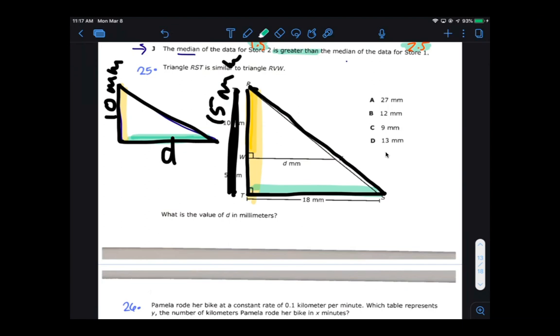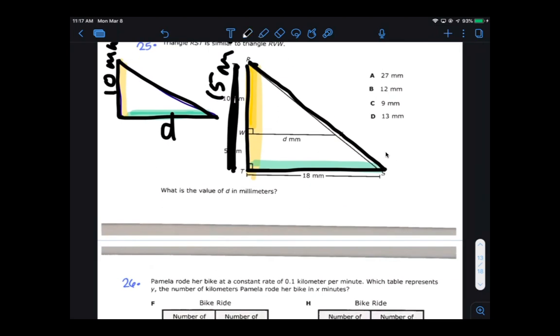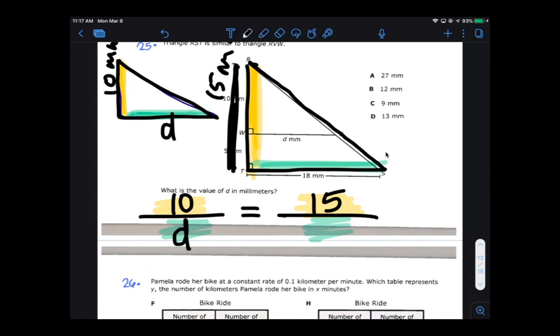Now I have two similar triangles. I pulled out the little one from the big one, since these are nested triangles. And then we're going to find the value of the missing side, which in this case is D. So I'm going to set up a proportion. I'm going to use the yellow first. I'm going to put this one corresponding with this one. So 10 corresponds to 15. And then I go in the same order from small triangle to large triangle. D corresponds to 18, correct? And then we have the proportion set up.